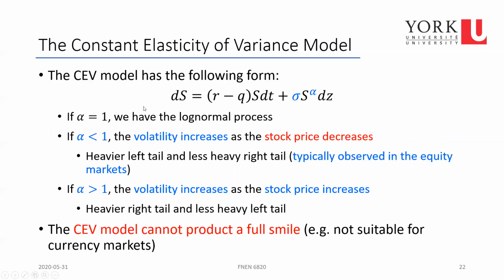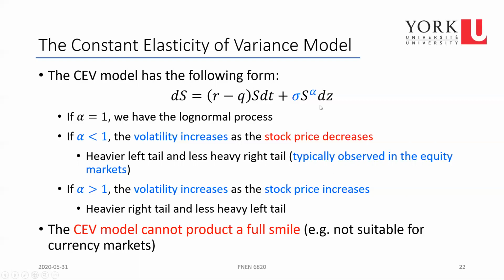Now, the constant elasticity of variance model basically has a form like this here. So the drift part is still the same as the log normal process. Here, the minus Q is only there because we're presenting a process for a dividend-paying stock. So you have the risk-free rate minus the dividend yield.